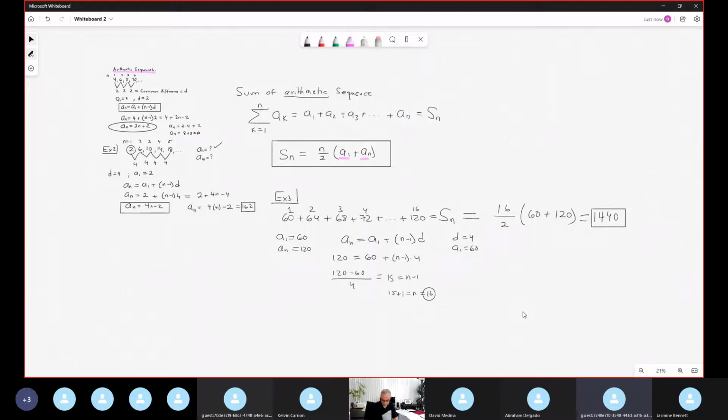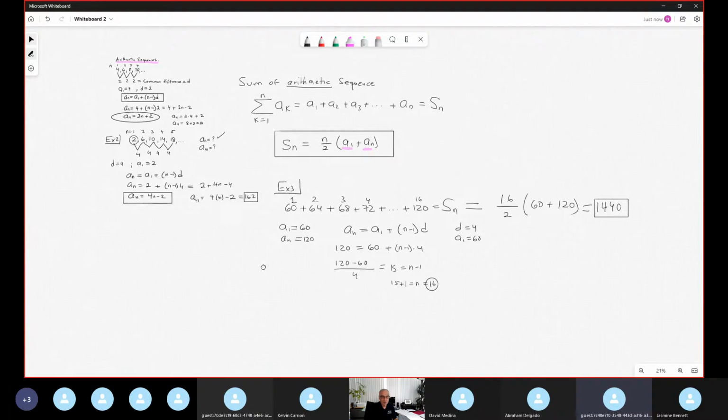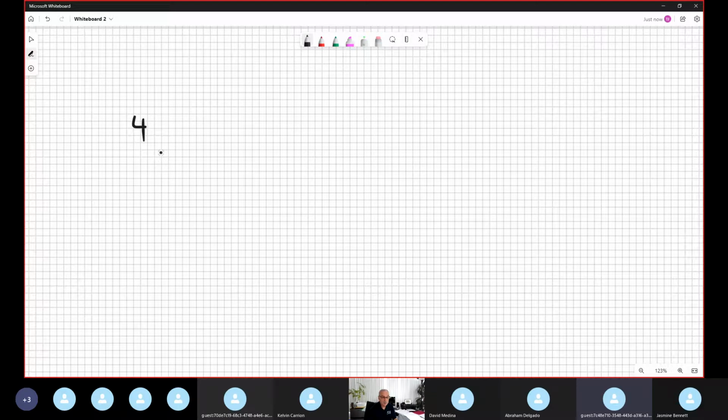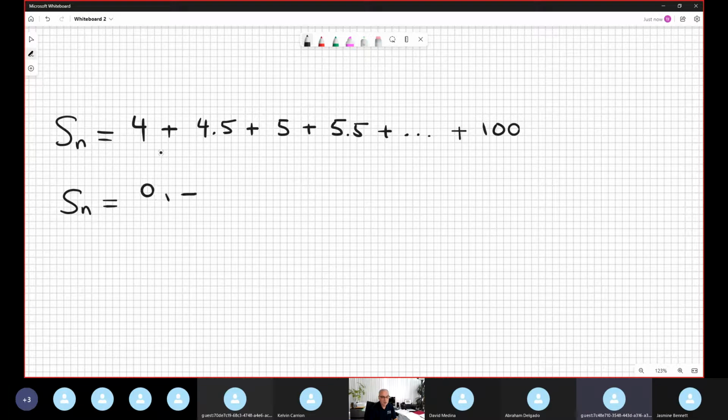Let me try another, more interesting example. Suppose we compute 4 plus 4.5 plus 5 plus 5.5 plus and so on up to 100. So we compute this S sub m. The S sub m formula is A1 plus A sub m divided by 2.